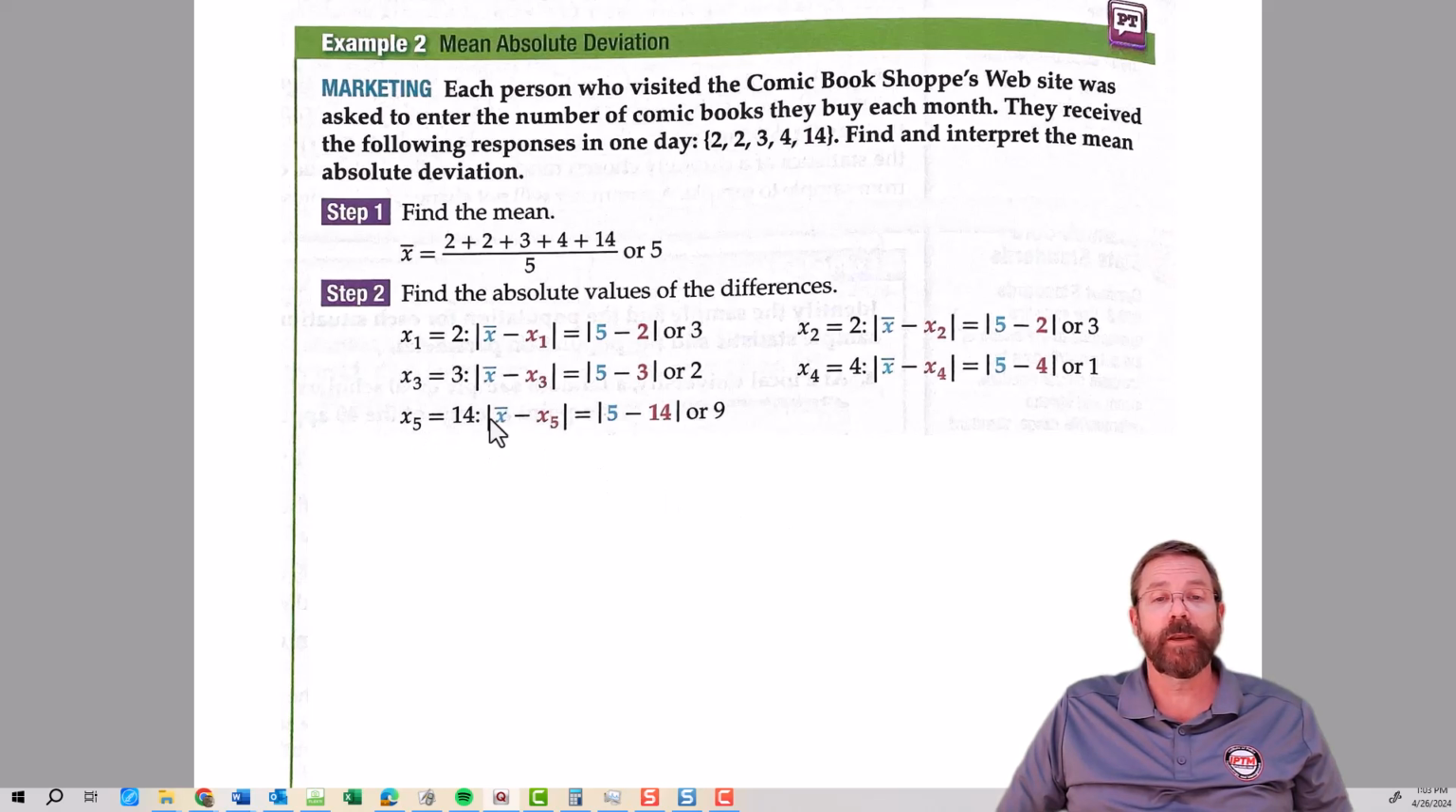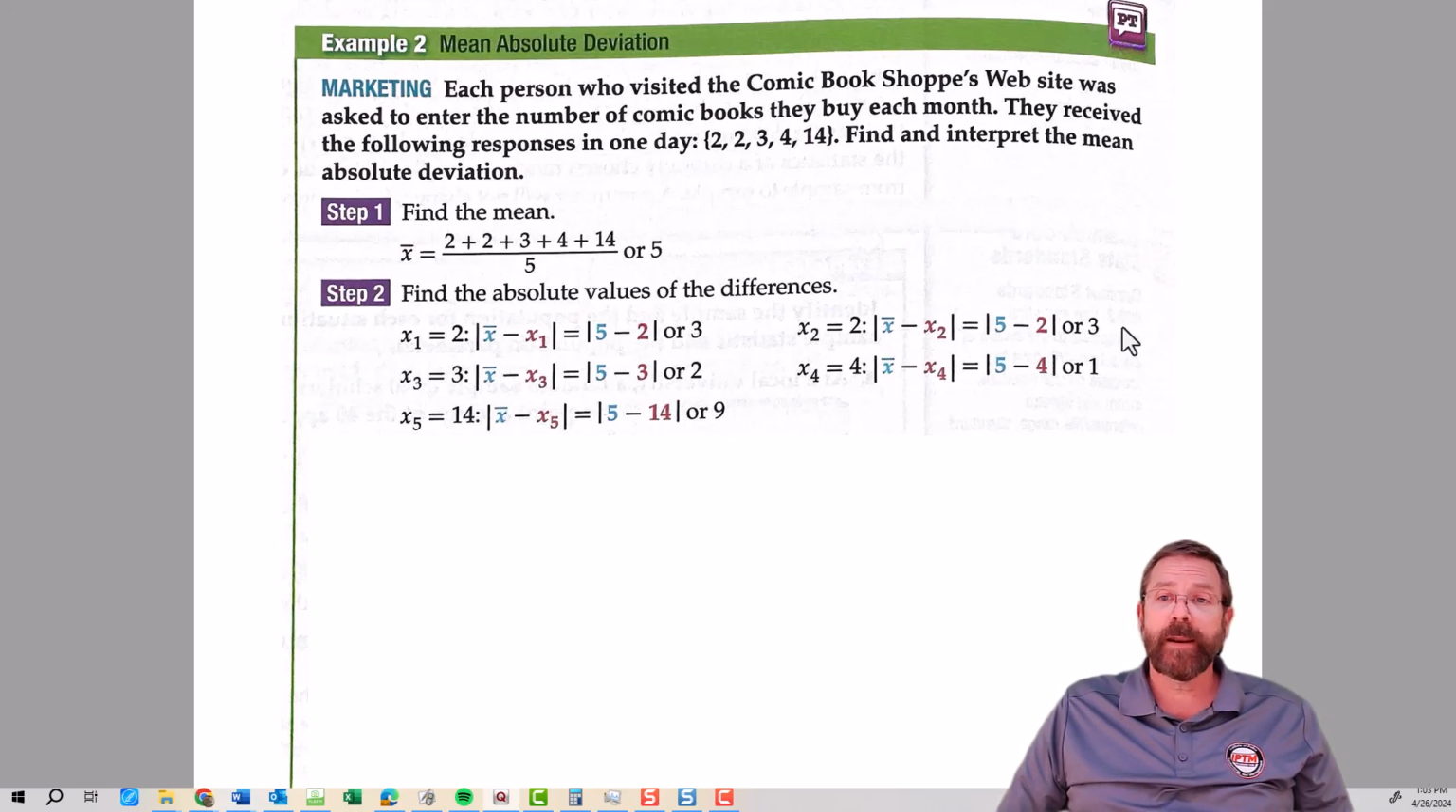We see that one right here. So the mean of 5 minus 14, well, that gave us a negative 9. But remember, we're dealing with absolute values here. So we had a positive 9 for our difference there. We good so far? I hope so.